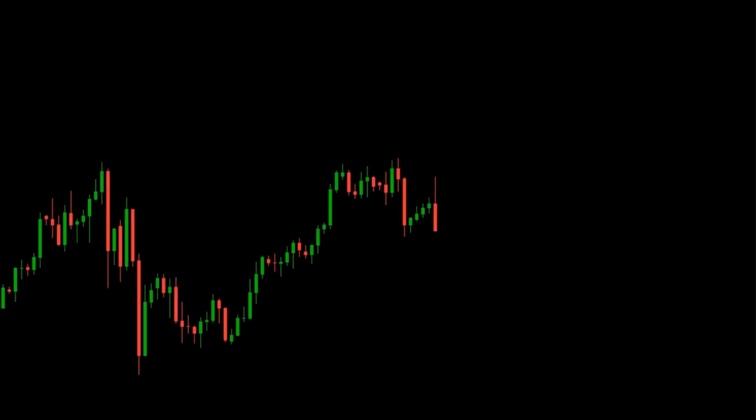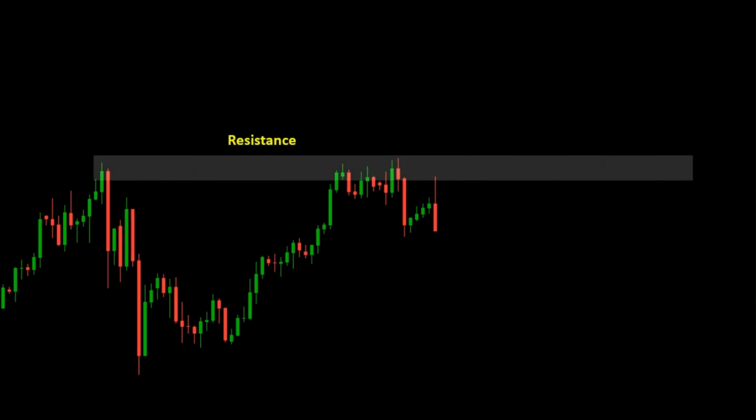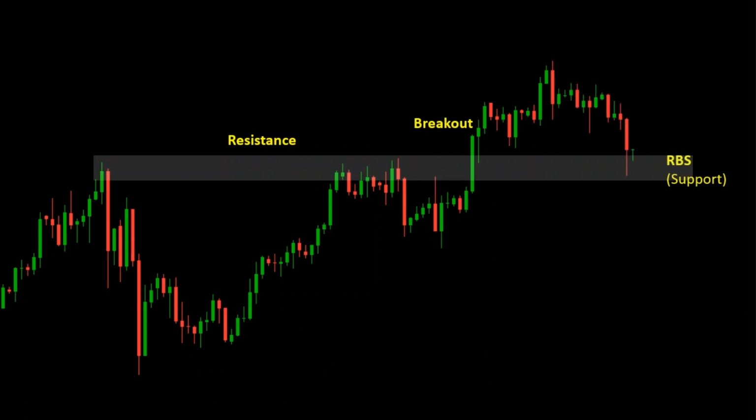Similarly, when the resistance is formed and the price breaks above the resistance level, the resistance becomes support, also called RBS level. Now wait for the price to pull back to the RBS level. If the price shows any sign of rejection at the RBS level, this will be our entry point for the buy position because of high potential for upward movement. As we can see, the price made a good bullish move from our entry point.